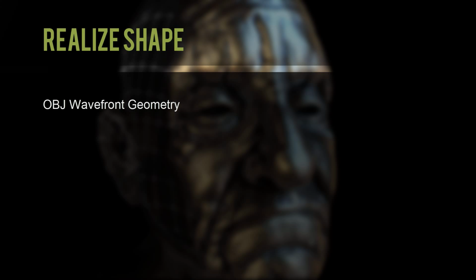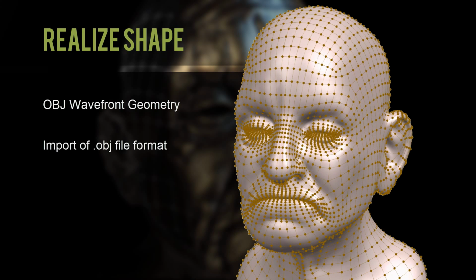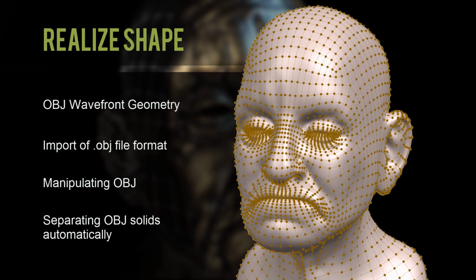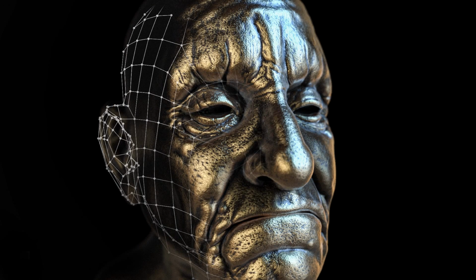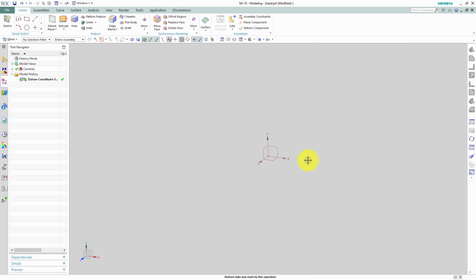So in this lesson, we'll look at how you can import OBJ files, how you can edit them, and how we can automatically separate them if your model consists of several subdivision features. First, we'll try with a model of a head.